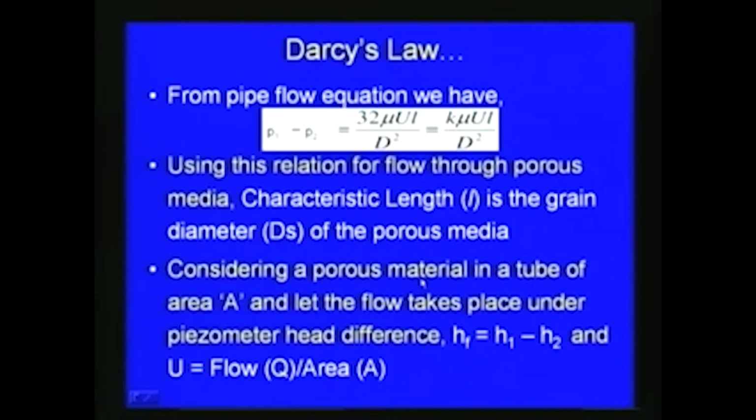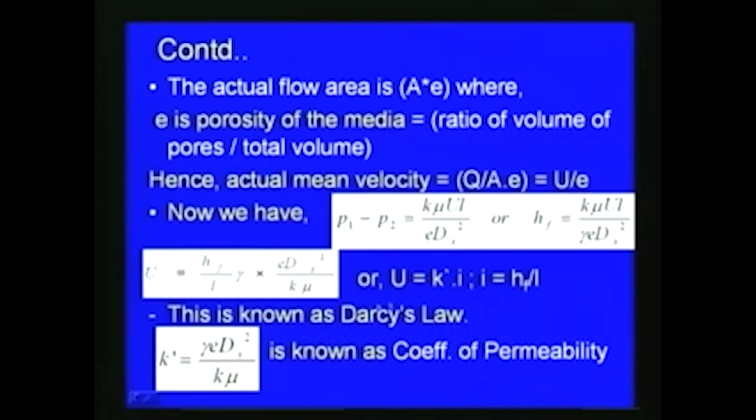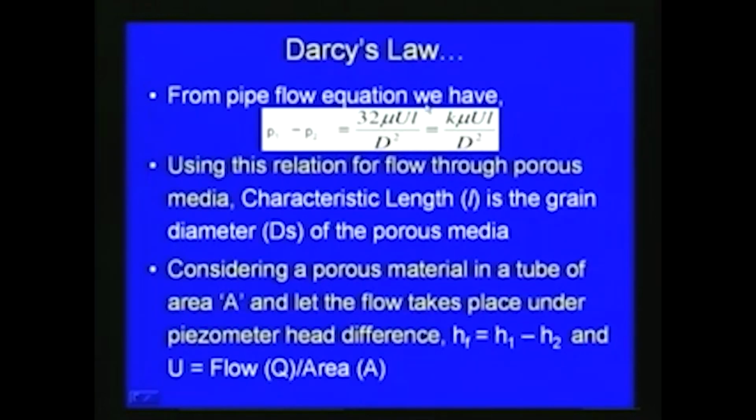So, considering the porous material in a tube of area A, let the flow take place under the piezometer head difference HF equal to H1 minus H2, and the average velocity U is equal to flow Q divided by area A. Then we can put in this relationship the actual flow area. Here we are trying to correlate the pipe flow equation and the porous media flow.